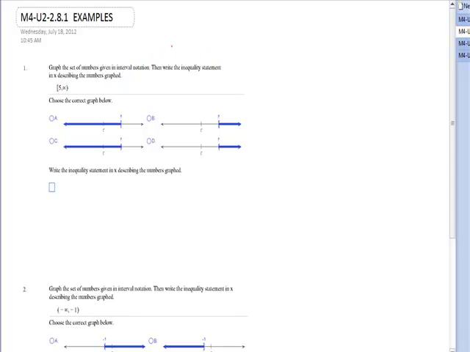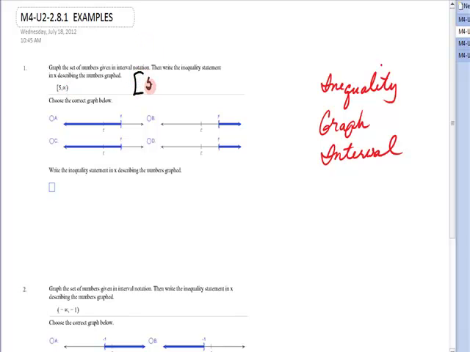All right, remember, we have 3 formats. We have the inequality, we have the graph, and we have the interval. So these first few questions are going to give you one of those 3 and ask you to find the others. So I have, first of all, the interval, 5 to infinity. That means that on the left will be 5 and on the right will be positive infinity.